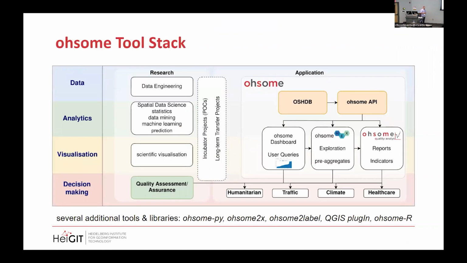What is Awesome? Awesome is a platform that makes it easy to interact with the rich history of OpenStreetMap data. At its core, it's the OSHDB, a database, and built on top are different APIs and applications that make it easy and user-friendly to interact with the historical data.